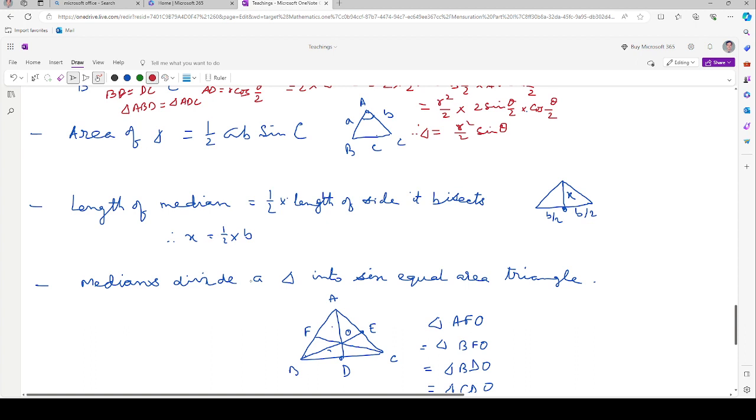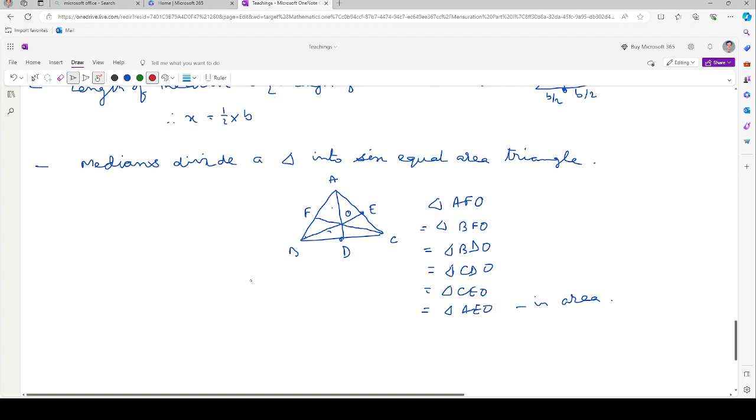Length of median equals half of the length of the side it bisects. It may be noted that medians divide a triangle into six equal area triangles, each obviously smaller than the original triangle. 1, 2, 3, 4, 5, 6: six triangles, and these triangles are equal in area.